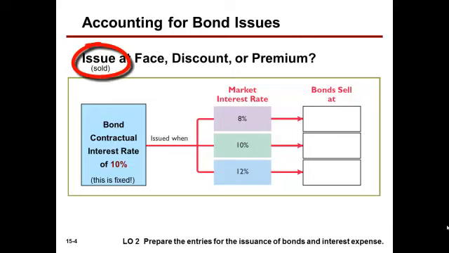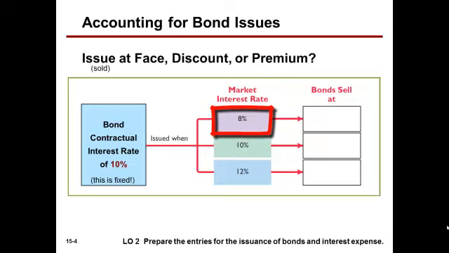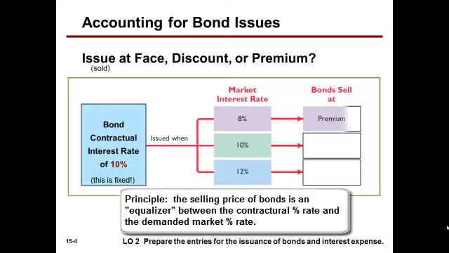Reviewing the three scenarios in which bonds can be sold. First, it's based off the contractual rate of interest that is on the bonds. In this case, we're using 10%, and the current market interest rate that's demanded by bondholders. That will determine the selling price of the bonds. If the current market interest rate is lower than the contractual rate, the bonds will be very attractive and will sell at a premium.